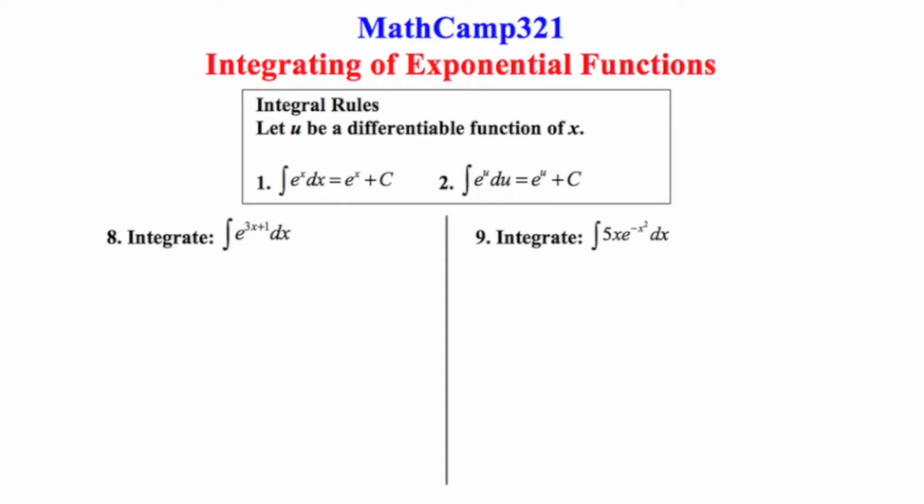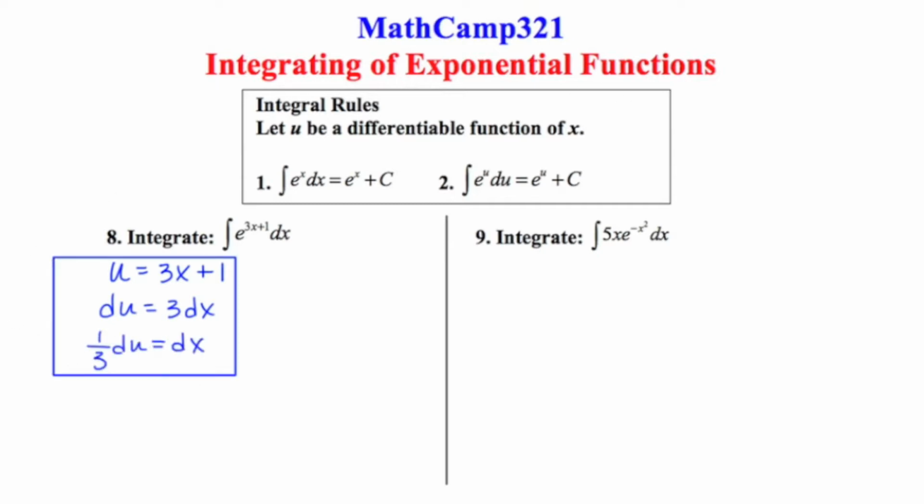Let's take a look at a specific example. Number 8. Integrate e to the 3x plus 1. Well, we want our integral to fit one of the two rules up above. This is going to require a very basic u-substitution, so let's allow u to be 3x plus 1. Differentiating with respect to x, we get du equals 3dx. We don't need the extra 3, so I'll divide both sides by 3.